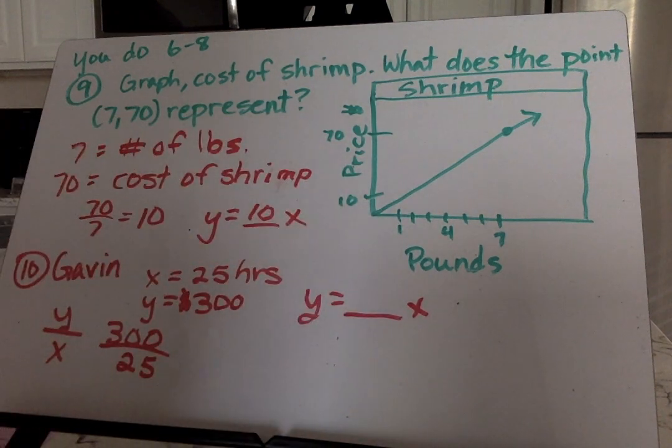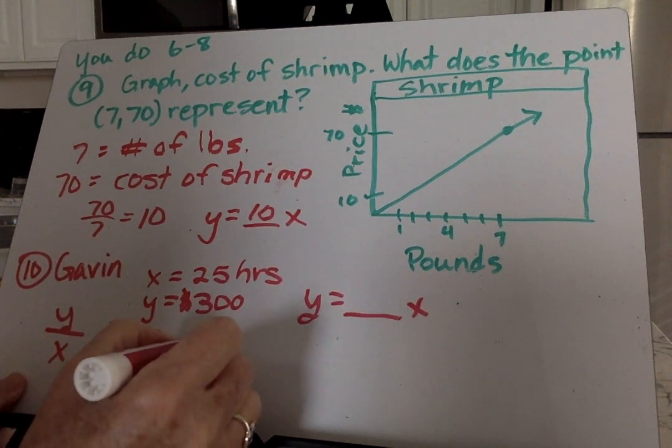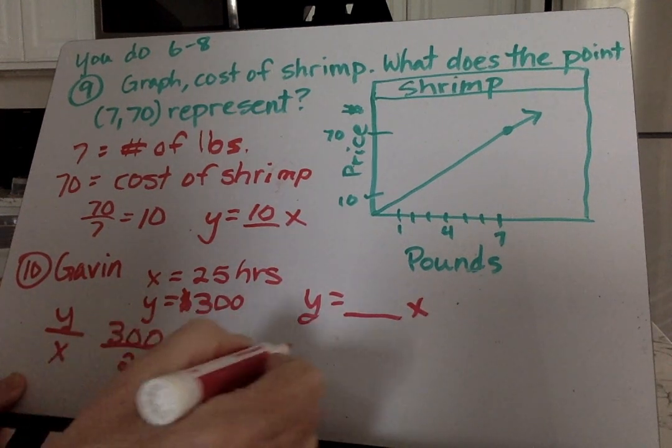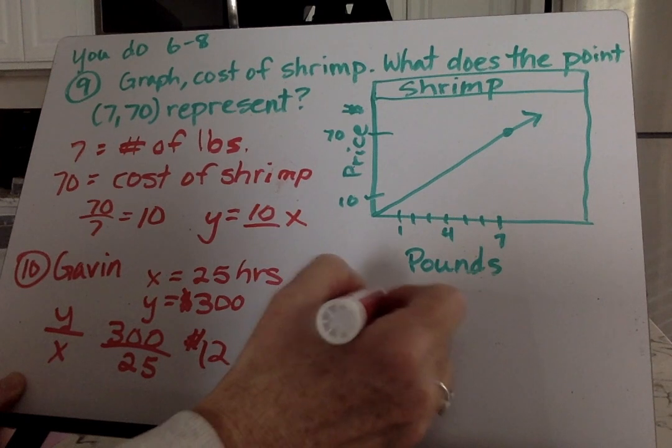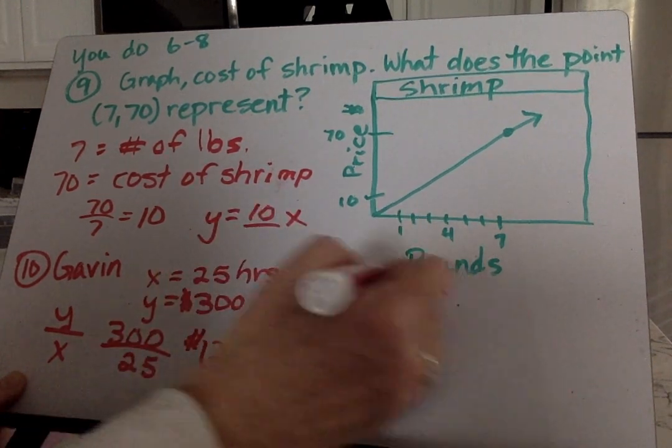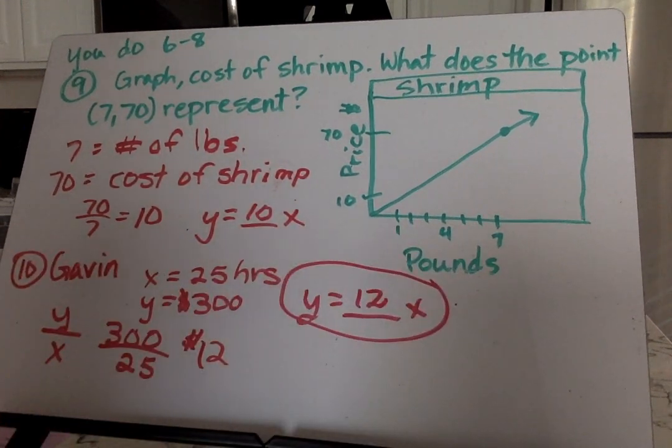12. So Gavin is paid $12 an hour. So our equation, Y equals 12X. There's your equation. He's paid $12 an hour. Because it's going to remain proportional. He doesn't all of a sudden get a huge jump if he works 100 hours.